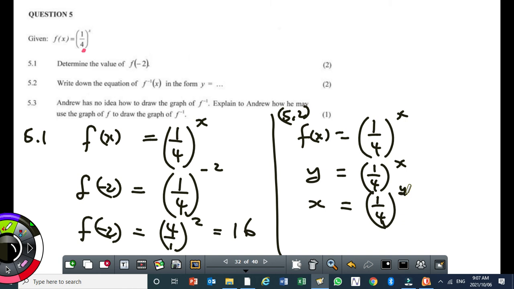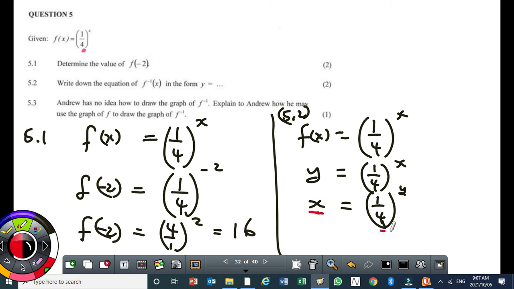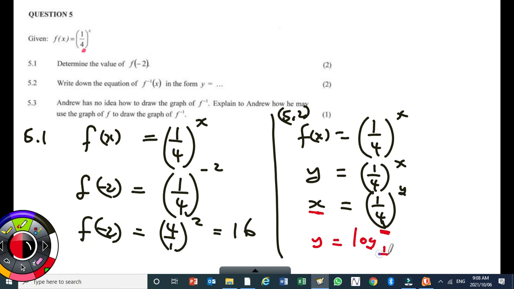Okay? So, what this means is this x here is going to become an exponent. Our base is going to be a quarter. This y here drops down so that you end up having y equal to the logarithm to base of a quarter of what? Of x. You can even write the answer without doing this working out, if you understood the concept.